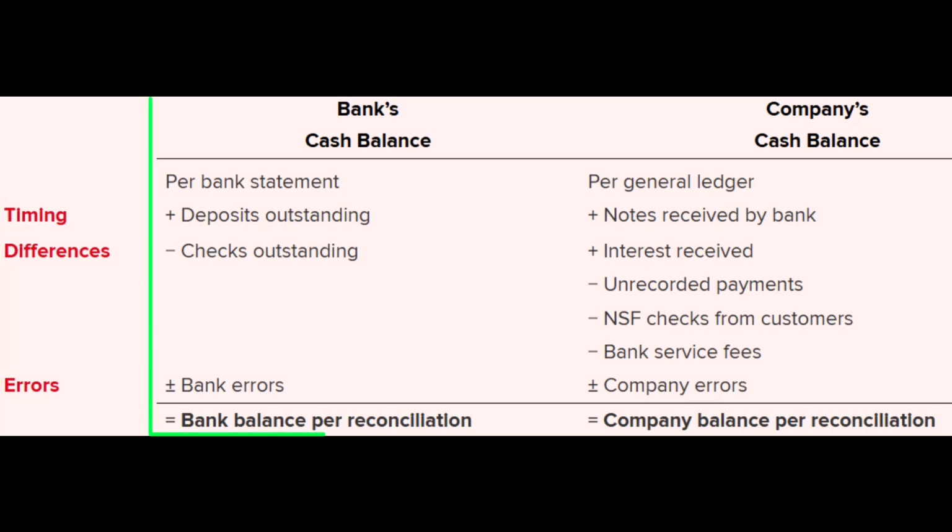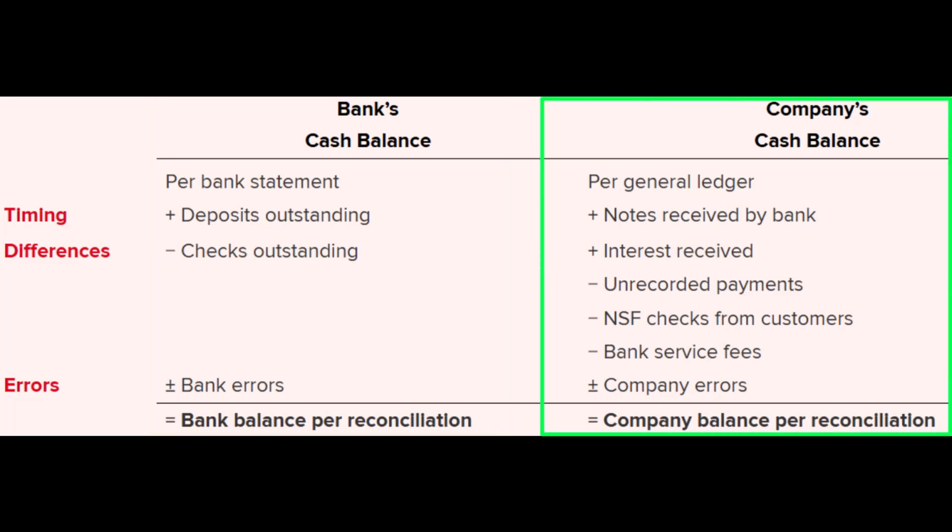We adjust the bank's balance for items the company knows about, but the bank doesn't, like outstanding checks and deposits. We adjust the company's balance for items the bank knows about, but the company doesn't, like service fees and interest received. Then, we journalize the adjustments to the company's side. This process gives us the reconciled cash balance, which is the true amount of cash the company has and is a vital control for managing a company's most liquid asset.